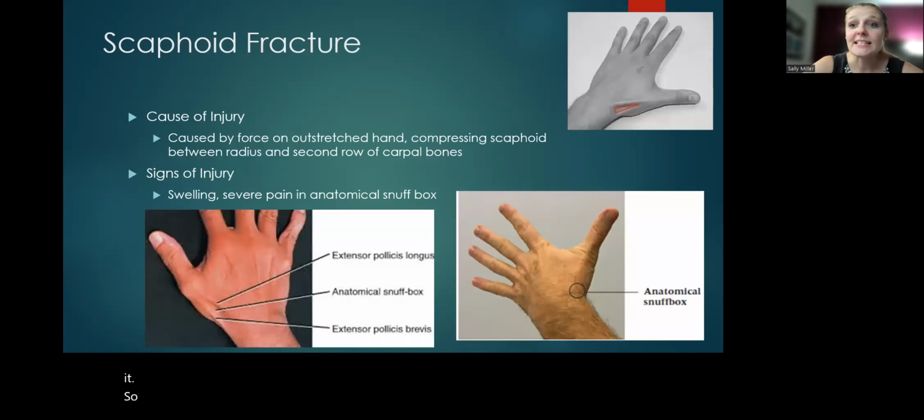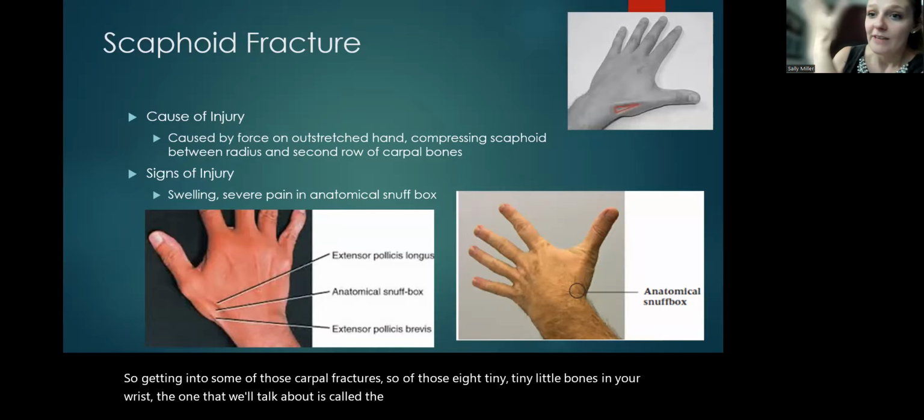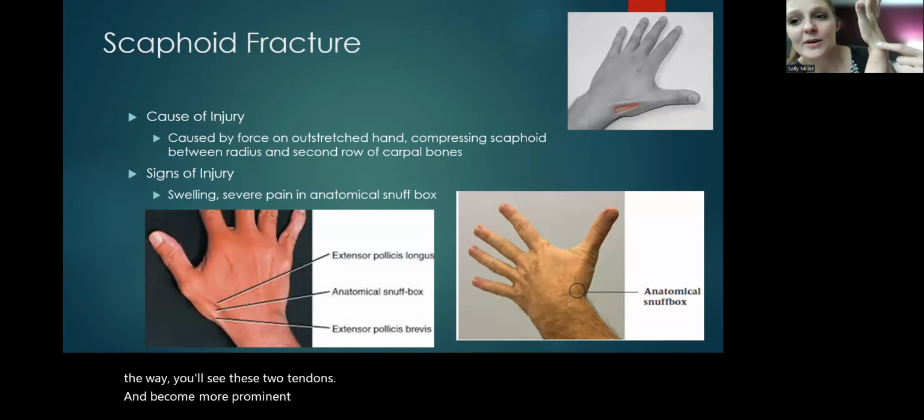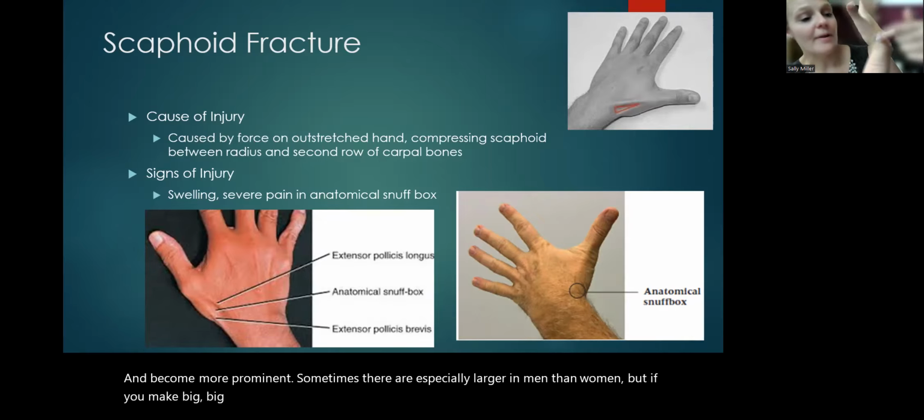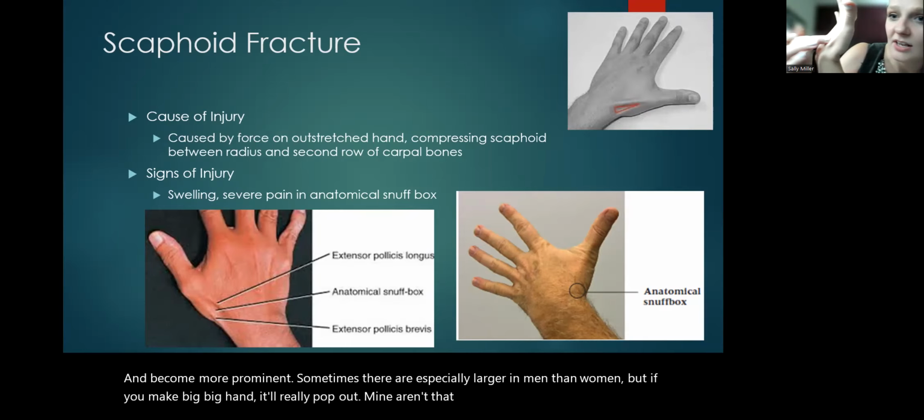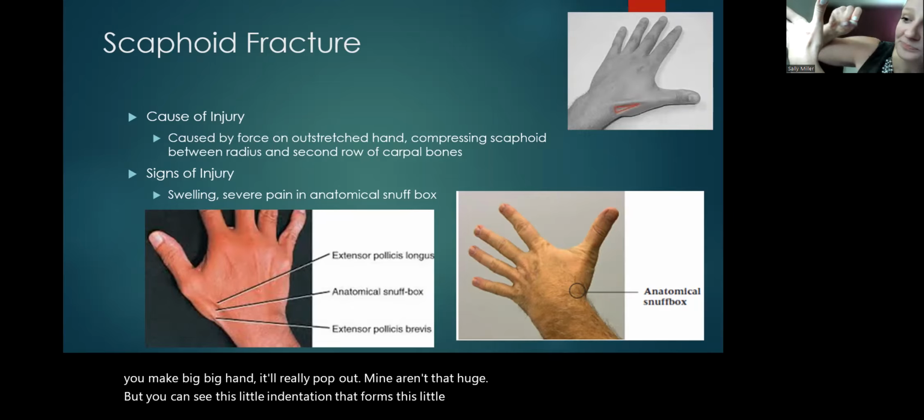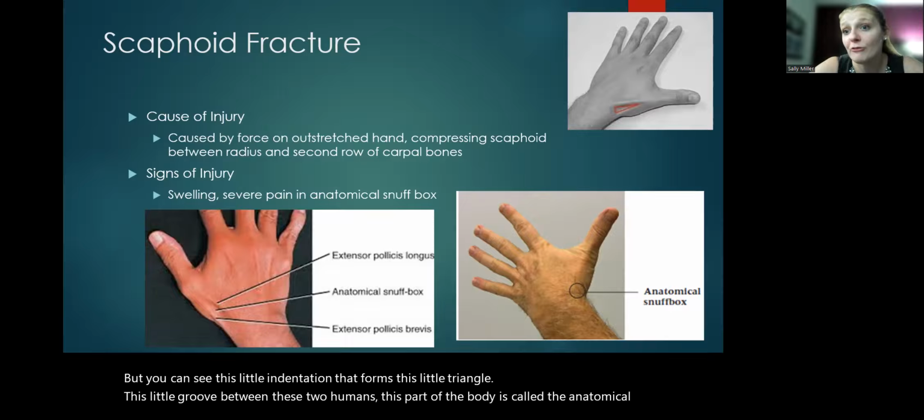So getting into some of those carpal fractures. Of those 8 tiny, tiny little bones in your wrist, the one that we'll talk about is called the scaphoid. If you extend your thumb out all the way, you'll see these 2 tendons become more prominent. Sometimes they're especially larger in men than women, but if you make like a big hand, it'll really pop out. Mine aren't that huge, but you can see this little indentation that forms, this little triangle, this little groove between these 2 tendons. This part of the body is called the anatomical snuff box.